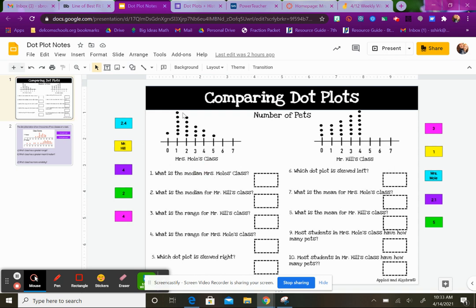And so if you look at Mrs. Mole's one, there's more leaning to the right. So there's like a tail, and that is skewed right. So Mrs. Mole's is skewed right, and Mr. Hill's is going to the left. So his is skewed left. So that's what you'll work on for me.